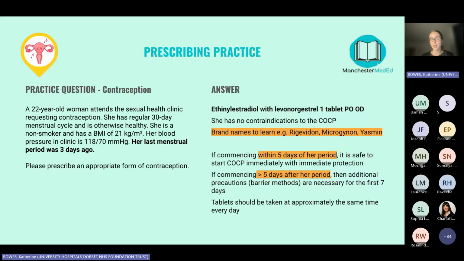And key learning points for this would be if you're starting the combined pill within 5 days of the menstrual period, then it's safe to use that as your only form of contraception immediately. So you're protected from the point that you start. If you're commencing more than 5 days from your period, then you need to advise the patient to use additional precautions, so barrier method of contraception for the first 7 days, even while taking that pill. And counselling, again, it's important that they're taken around about the same time every day.